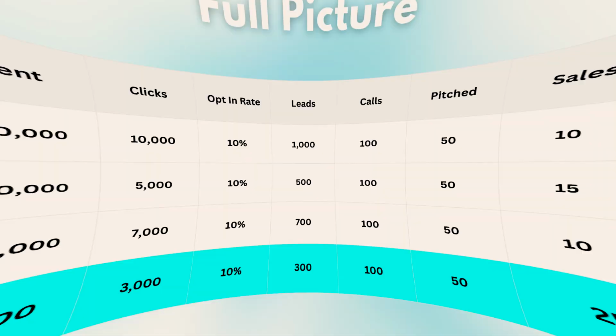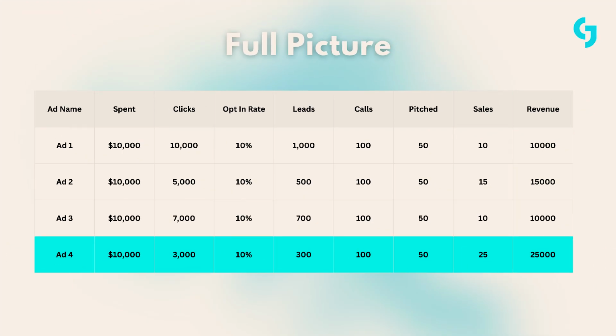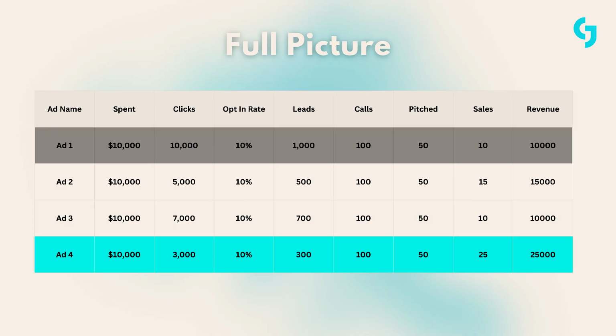But what can we do here? Can we maybe get more calls from these 1,000 leads? A lot of people find it to be the easier thing to focus on. But the truth is, if we actually look at the full picture, if we have 25 sales out of the 50 calls that we pitched on ad four, you're seeing that we have 25 sales from 300 leads as compared to 10 sales from 1,000 leads in ad one.